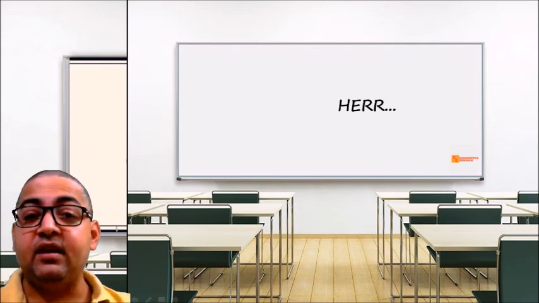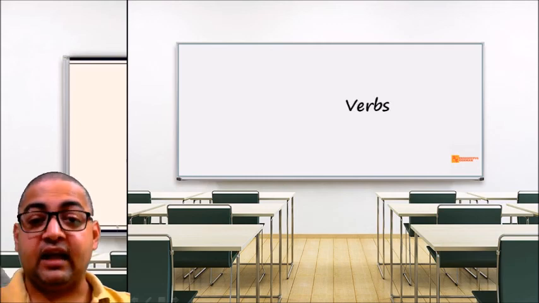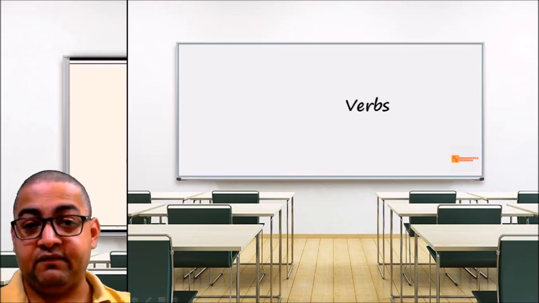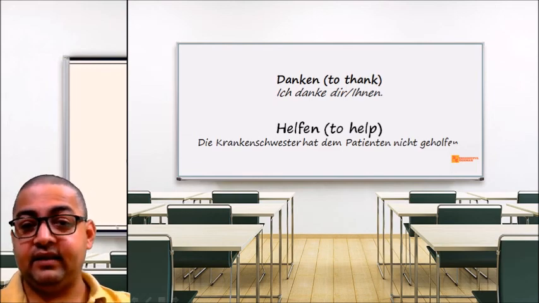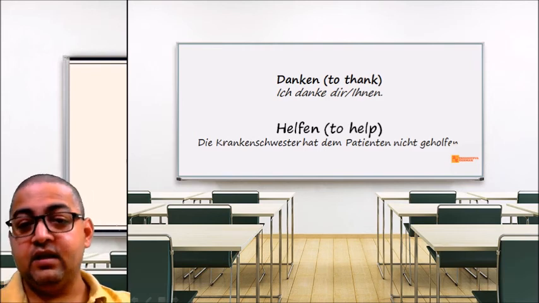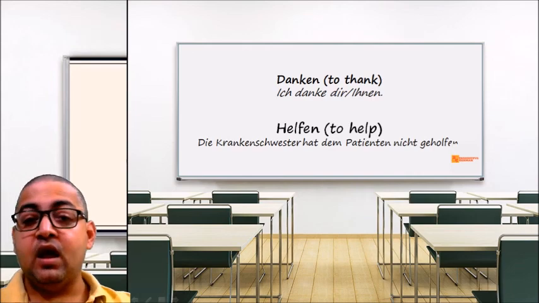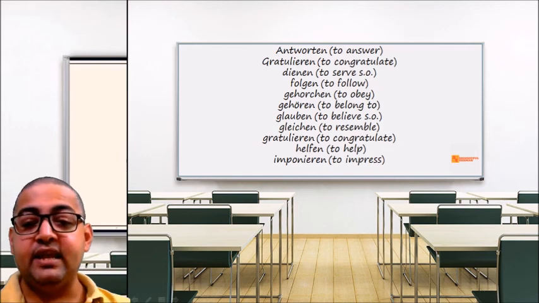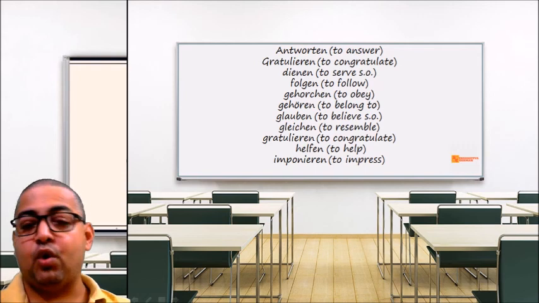A considerable number of commonly used verbs take an indirect object, that is, a dative object, where in English the same verbs take a direct object. Alright, for example, danken. Ich danke dir, ich danke Ihnen. Helfen, ich helfe dir oder ich helfe Ihnen. Die Krankenschwester hat dem Patienten nicht geholfen. Other common verbs that take a dative object are antworten, gratulieren, dienen, folgen, gehorchen, gehören, and so on and so forth.